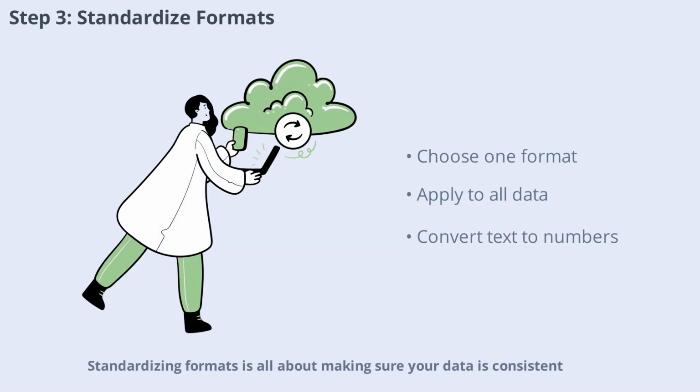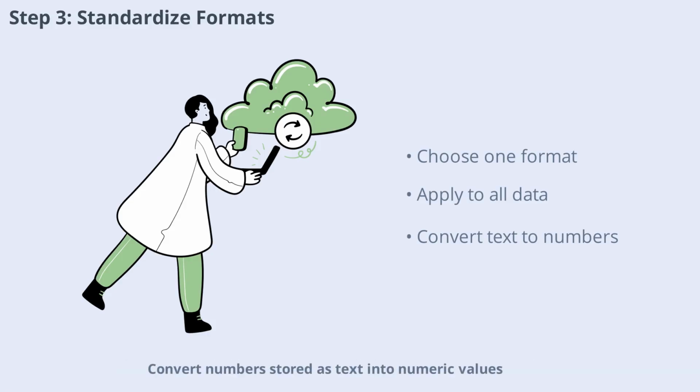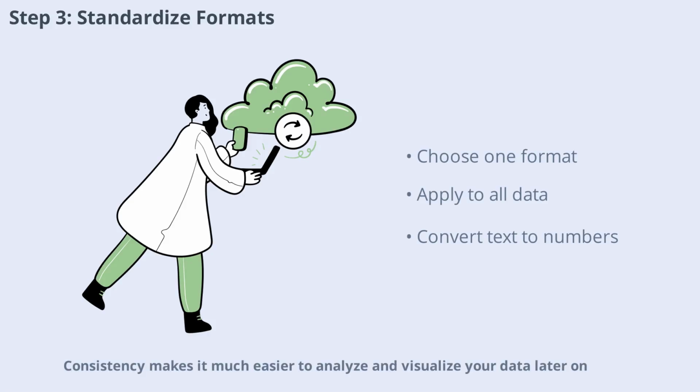Standardizing formats is all about making sure your data is consistent. This includes dates, numbers, and text fields. For example, choose one date format and apply it throughout your dataset. Convert numbers stored as text into numeric values. Consistency makes it much easier to analyze and visualize your data later on.